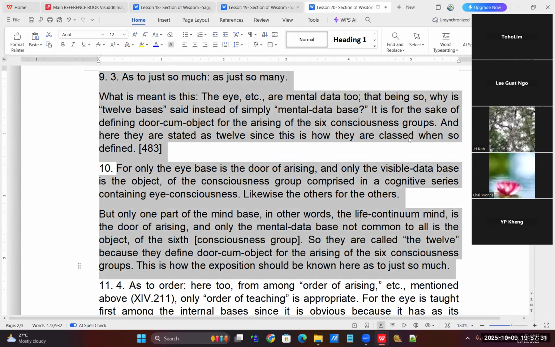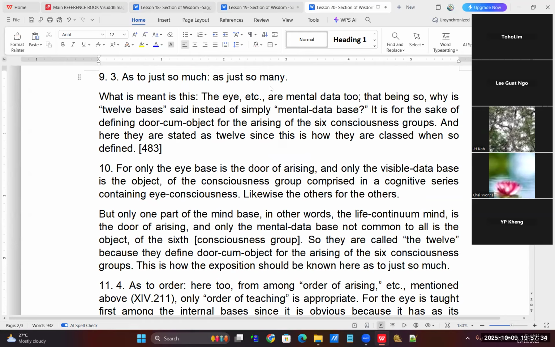As to just so much, just so many. What is meant is this: the eye, etc., are mental data too. That being so, why is it said "six bases" instead of simply mental data base? It is for the sake of defining door and object for the arising of the six consciousness groups. And here they are stated as six since this is how they are classed when so defined. For only the eye base is the door of arising, and only the visible data base is the object of the consciousness group comprised in a cognitive series containing eye consciousness, likewise the others for the others.